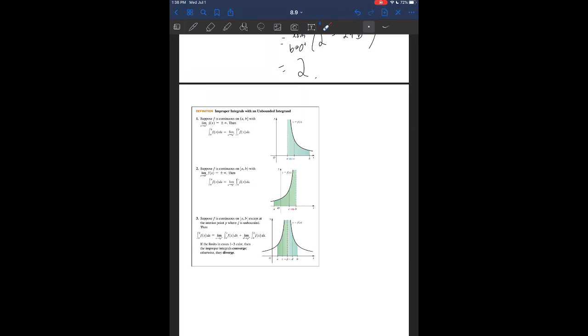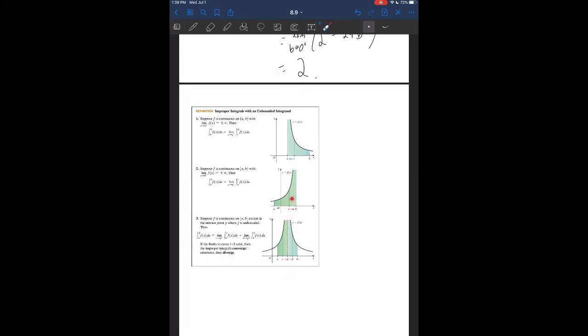And then the final case, which we're going to do an example on, is if the place where the function is not continuous is in the middle of our interval. And in that case, we're going to break this up in a very similar way to how we did for positive and negative infinity, where we have two different integrals.